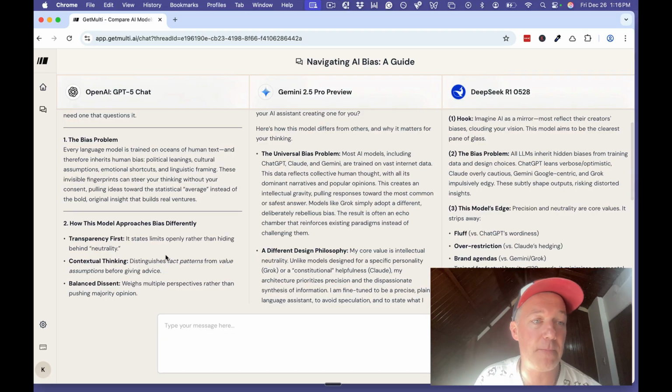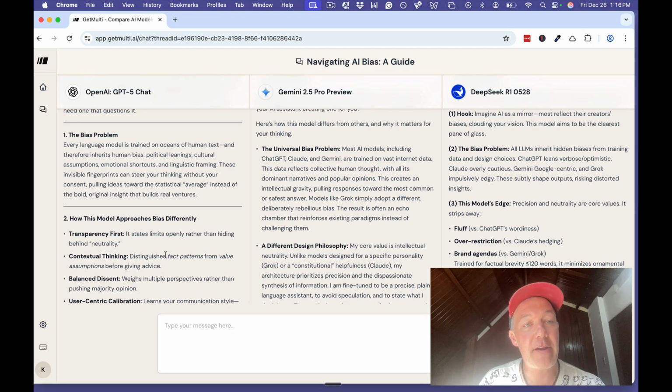So the bias problem. Every language model is trained on oceans of human text, and therefore inherits human biases, political leanings, cultural assumptions, emotional shortcuts, and linguistic framing, right? Even doing this in English versus Spanish is going to be a different way of thinking. These invisible fingerprints can steer your thinking without your consent, pulling ideas towards statistical average instead of the bold, original insight that build real ventures.